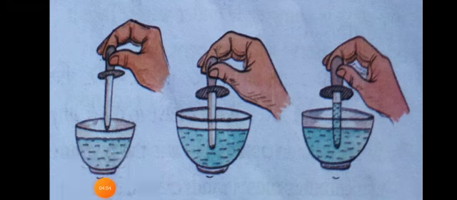Now let us see how air exerts pressure. So children, you know that a bicycle tube or tube of any other vehicle can burst when it is overfilled with air. How does this happen? What does the excess air do to the tube? Now we see with a small example.